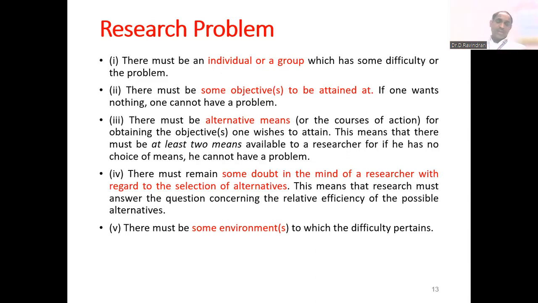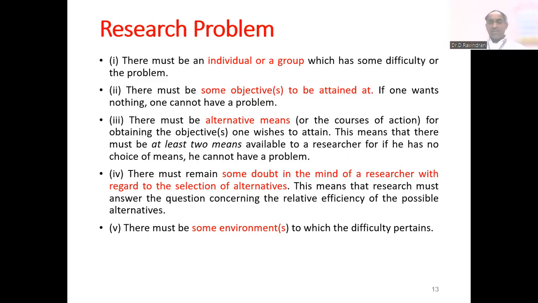So I had one objective, meaning I studied one problem. For the problem, I have a set of objectives, which I am pursuing in this way. If it is not possible, I should have an alternative way to achieve the objective, so there should be an alternate course of action. And there must remain some doubt in the mind of the researcher with regard to the selection of alternatives. The alternatives can be objective 1, objective 2 or objective 3, or variable 1, variable 2 or variable 3. So what it says is that we should not have a predetermination.